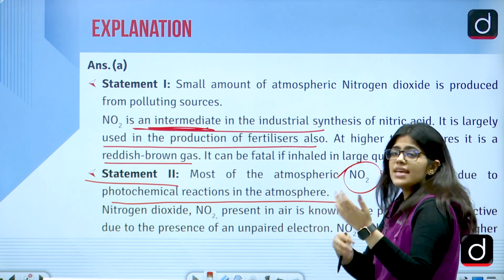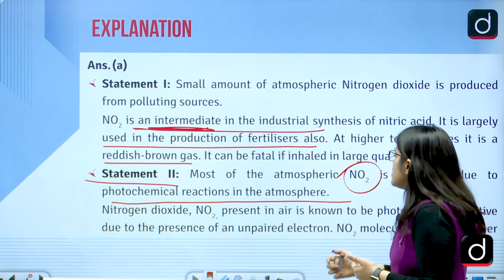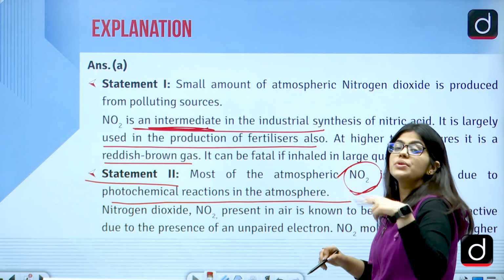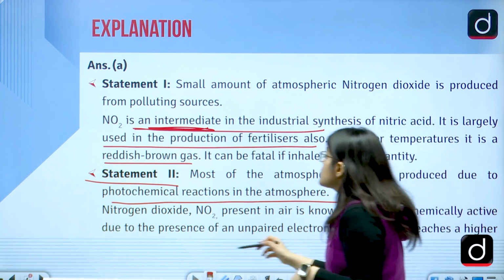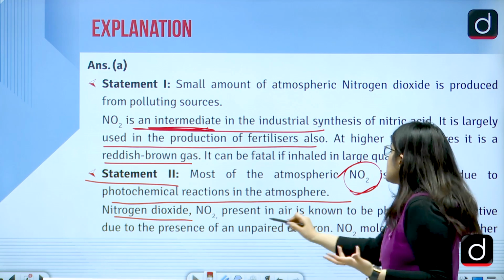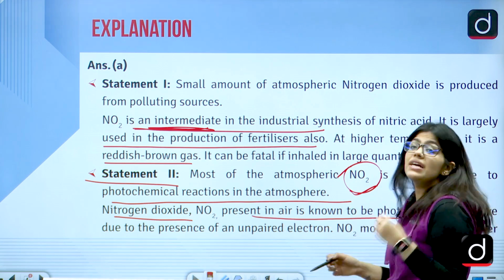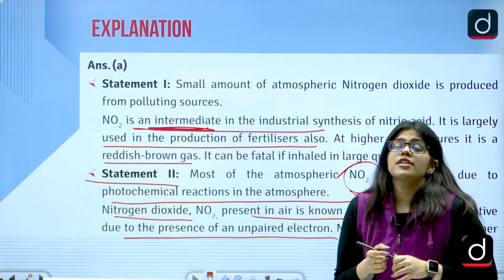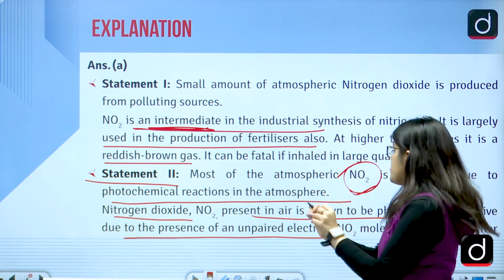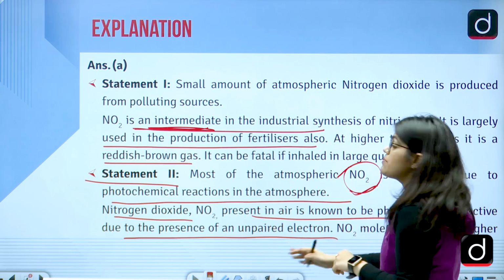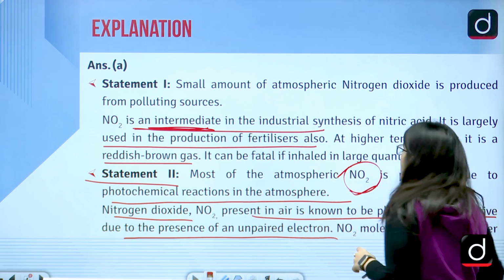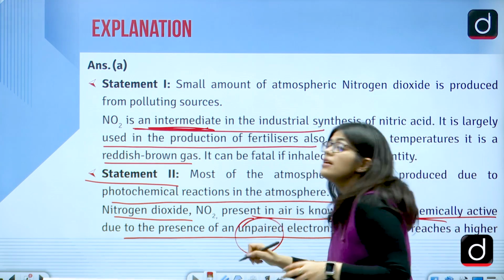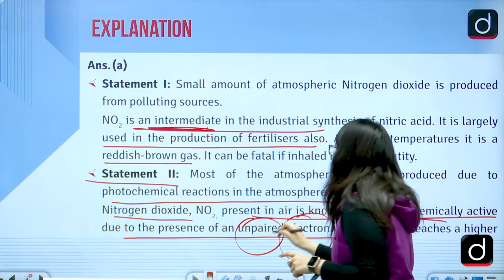First of all, what is a photochemical reaction? That would be clear. And then NO2 is produced during that reaction. These are the two points that you will gain after reading this statement. The nitrogen dioxide, NO2, present in the air is known to be photochemically active due to the presence of unpaired electrons in it. There are always some unpaired electrons present in the NO2 in the atmosphere, and it is called photochemically active. Why? Because it contains these unpaired electrons that are always there.